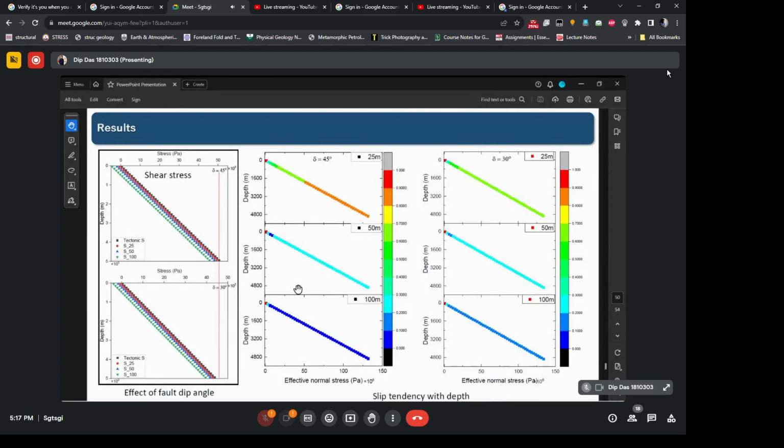Jyotirmoy, can I make just one comment, not a question? Yes, sir, please go ahead. My comment is that in the classical critical taper model, the taper is created by the thrusts, by the duplex-type thrusts. Whereas you have already produced a taper before the duplex formed. So the duplex is modifying an already existing taper. So when you apply the change of the taper angle from the classical model to your model, I think these are not directly comparable. Because in the classical critical taper model, the critical taper is caused by the thrusting itself, not by a pre-existing wedge.